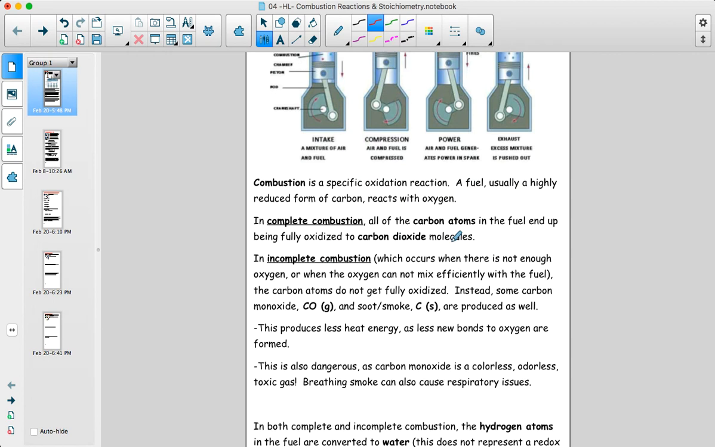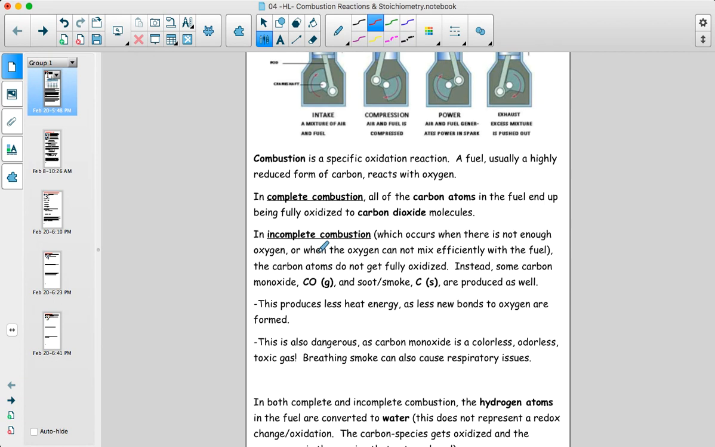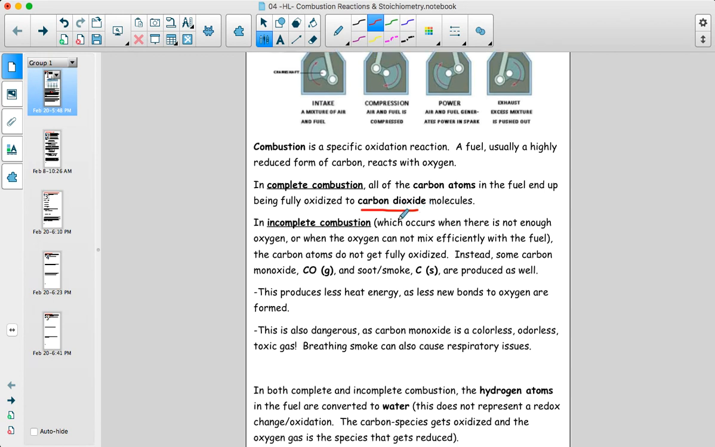So in complete combustion, you're doing a specific kind of oxidation reaction where you're reacting something with oxygen. And for most combustion, we are dealing with something containing carbon. And so when you completely combust something containing carbon, all of the carbon atoms will end up as carbon dioxide molecules. That's the fully oxidized form of carbon in a +4 oxidation state. However, a lot of the time when we just burn something, we end up doing incomplete combustion. And so incomplete combustion means that it does not fully oxidize the carbon.